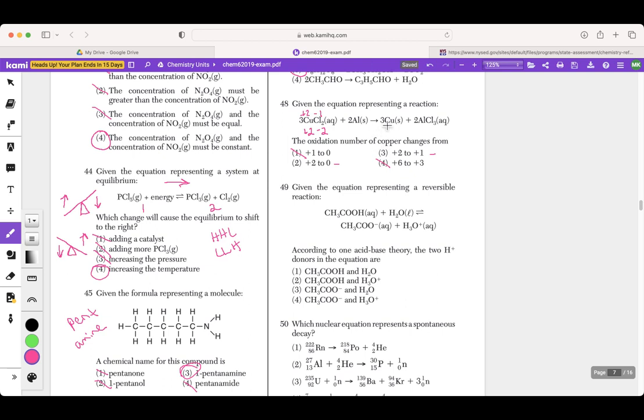Now we have on the right side copper by itself. If you are by yourself, you are nothing. You are 0. So choice 2 is your choice.